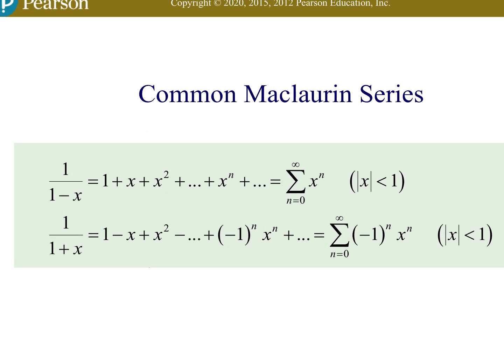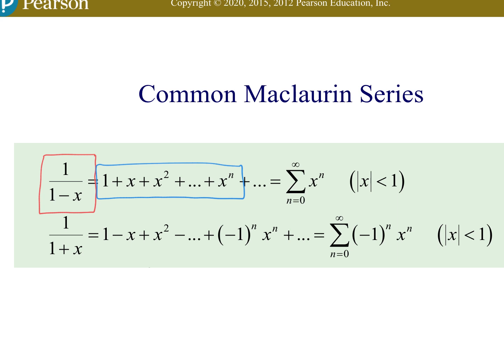We're going to start with some common Maclaurin series. If you take the function 1 over 1 minus x, and you center it at 0, and you create all the Taylor pieces, f of 0, f prime at 0, f double prime at 0, and you create all of that, this is what you get: 1 plus x plus x squared plus up to x to the n. This is also a geometric series.